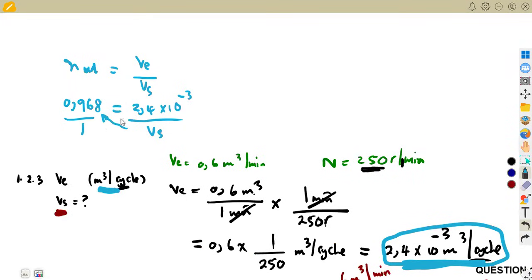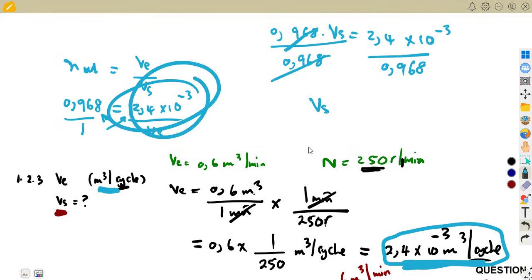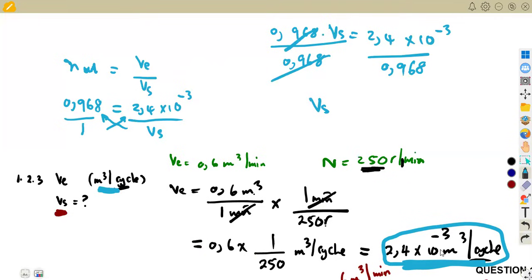All right, so you can cross multiply here. 0,968 times Vs is equal to 2,4 times 10 to the exponent of minus 3 if we multiply by 1 this side. So to find Vs, we can divide by 0,968 this side. This is gonna give us the swept volume. As we used the effective volume in cubic meters per cycle, it means our swept volume also is gonna be in cubic meters per cycle.